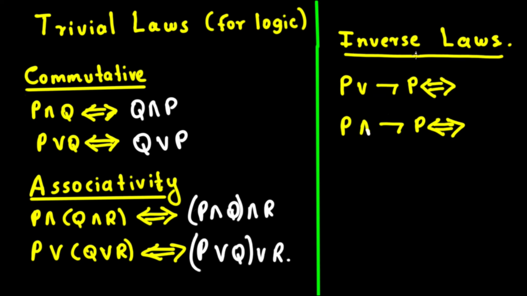Now let's look at the inverse laws. Inverse law says when we have P or not P, that's always true. When we have P and not P, that's always false. Now let's look at an example of P and not P. For example, if you say it's raining and not raining, it's not going to be true because it cannot be raining and not raining at the same time, because unless some magical thing happens, it's not possible, right?